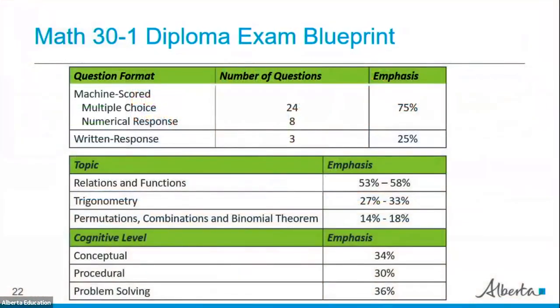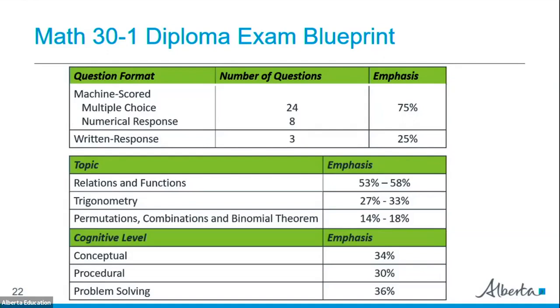So our blueprint also contains a breakdown of the topic. So the 3 topics in Math 30-1 and the percentage range of how much will be covered on the diploma exam. So you'll notice it's a range because we need the flexibility in order to select our WR items. And you can see the majority of the emphasis is on relations and functions, which is the majority of the course. And then we have our 3 cognitive levels.